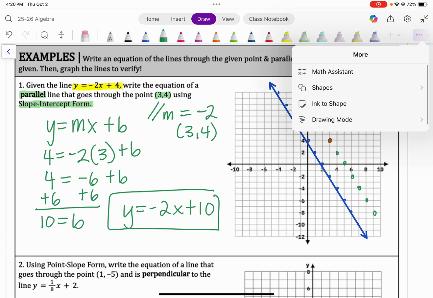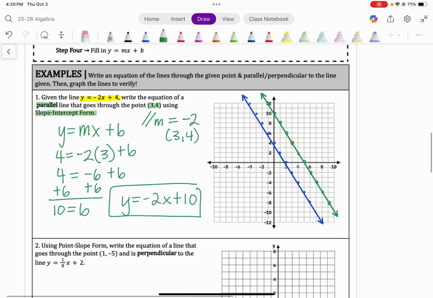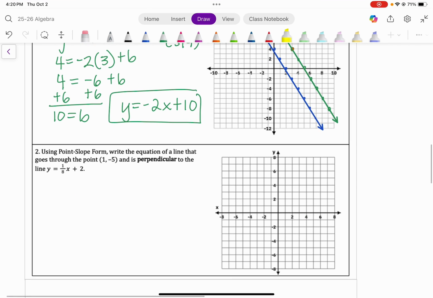And I'm going to connect with my straight line tool. Okay. Now we're going to use point slope form, they're telling us, and we're going to write the equation of a line that is perpendicular to this given line.